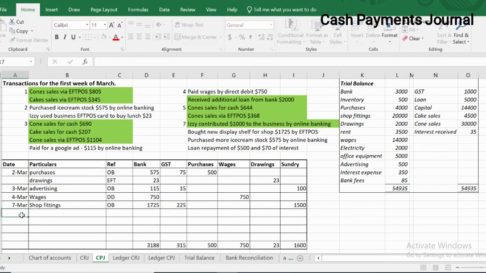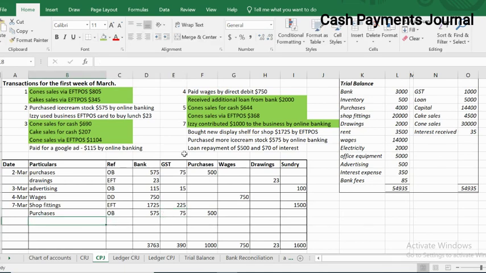Also on the 7th of March, Izzy's purchasing more ice cream stock for 575. So we don't need to put another date in because it's on the same date. This one we do call purchases because she's buying inventory for resale in the shop. And once again, it is online banking, and I apologise, this here should be F'd. So online banking of 575. It's going to go over into the purchases column because she's purchasing inventory, and GST here of 75.